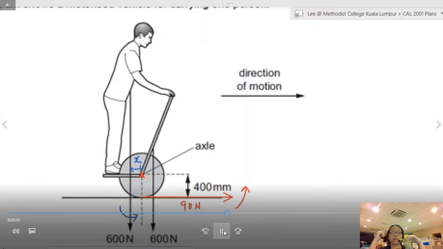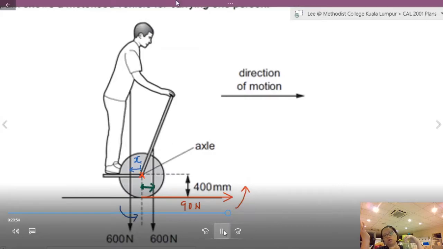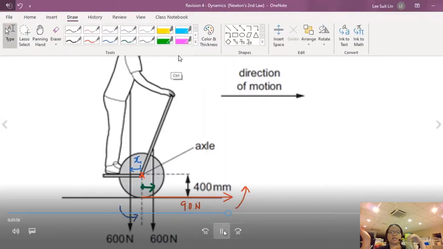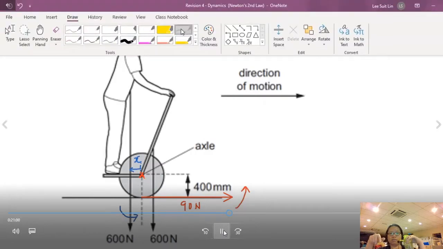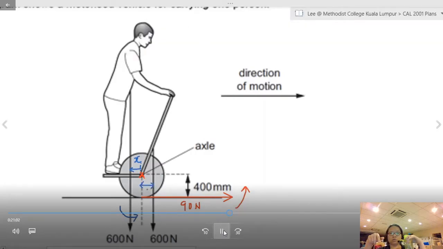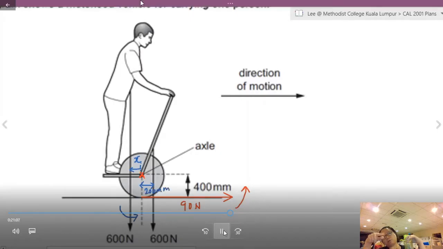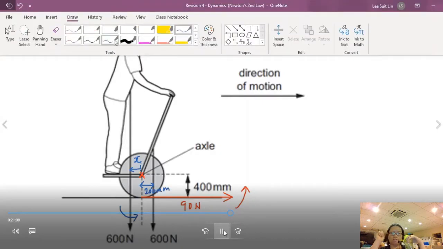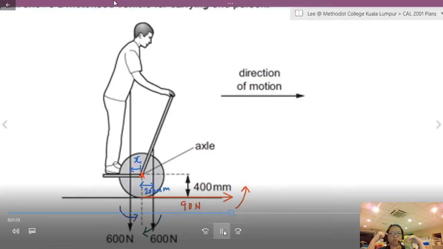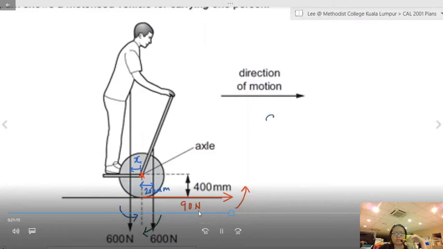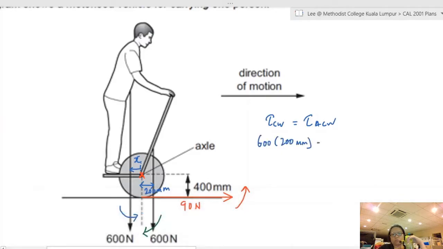Okay, so we're going to take clockwise moment equal to anti-clockwise moment. Obviously the 90 Newton will cause a rotation that is anti-clockwise. The weight of the man was also causing an anti-clockwise moment. And the weight of the motor itself, or the vehicle, will cause a torque that is clockwise, 600 Newton. So we take 600 times 200 mm.